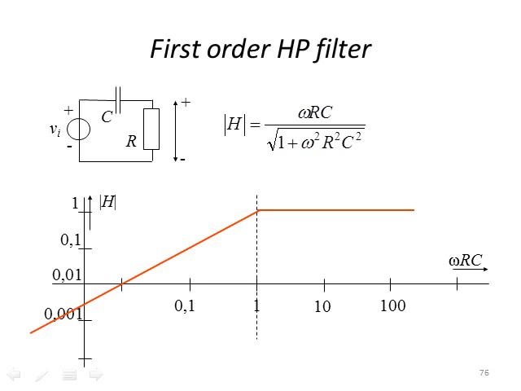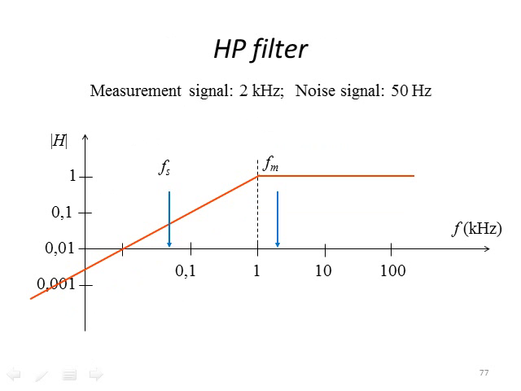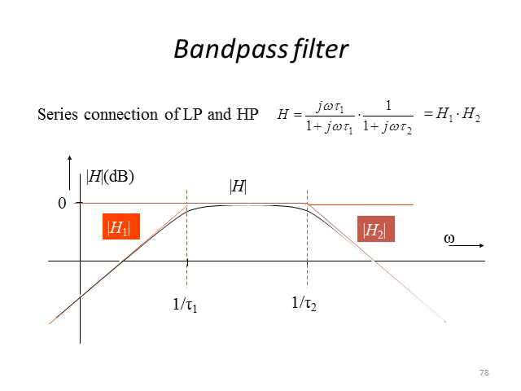First order high pass filter, again, I want you to know how to derive the magnitude and phase responses and then plot those on a Bode plot. High pass filter, this is an example. If your measurement signal is at 2 kilohertz and your noise is at 50 hertz, you want to be able to filter this out.